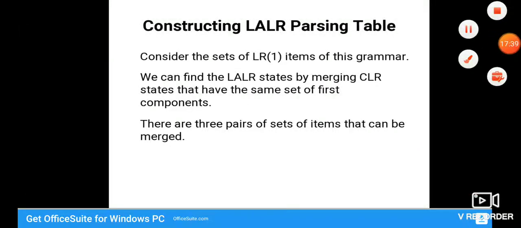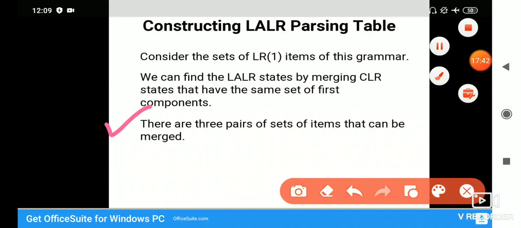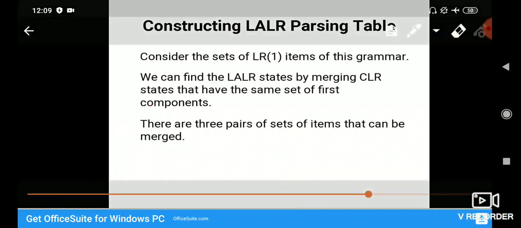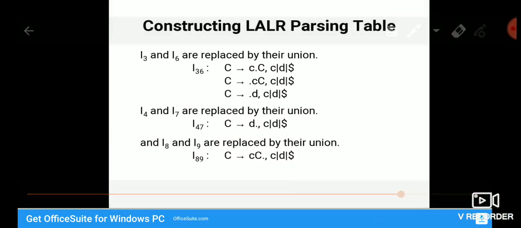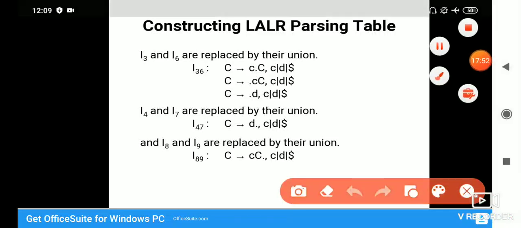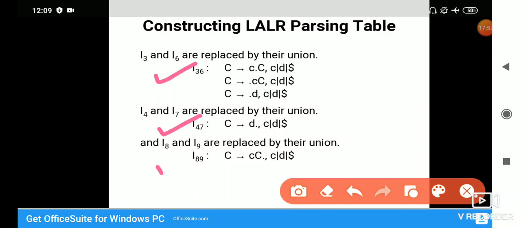Here in the third point it is said that there are three pairs of sets of items that can be merged, and we will observe this in the next slide. Whatever I spoke about is written over here, whatever calculation I did. See, you have I3, I6, I4 and I7, and I8 and I9. You can observe the first and second components, if you can recall whatever we did. So this is how we merge. In our example, we have only these three sets of items which can be merged together.